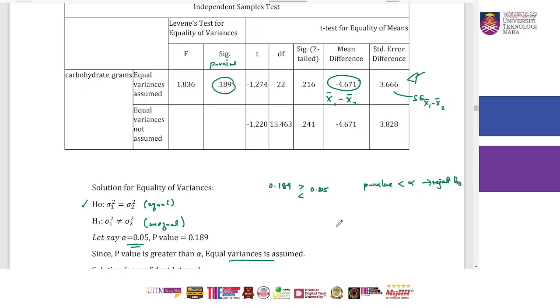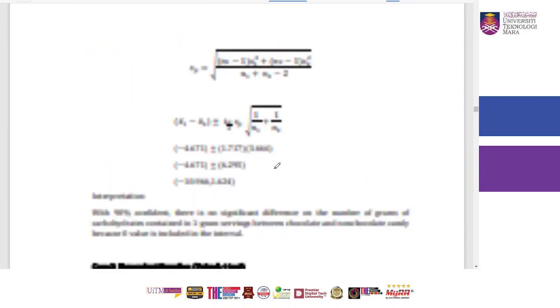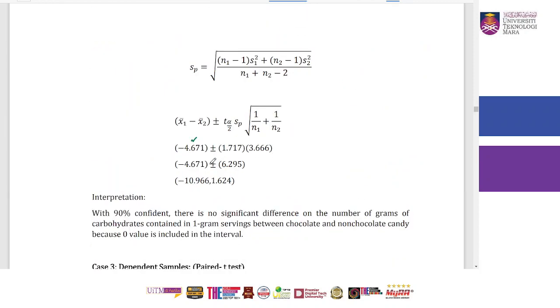So again macam saya katakan tadi, sebelum ni kita punya theta plus minus t alpha over 2 degrees of freedom and then multiply with the standard error, right? So theta yang ni lah. So theta kat sini, negative 4.671 and then SE kita adalah 3.666 and this part kita dapatkan daripada table, so we get the value to be 1.717. Calculate everything, you get this value. So right now determine ada perbezaan ke tak?